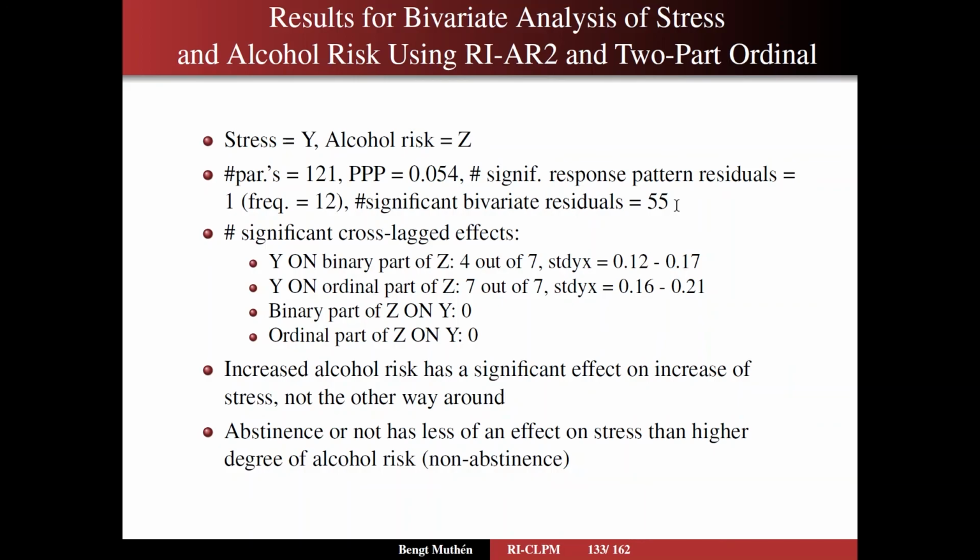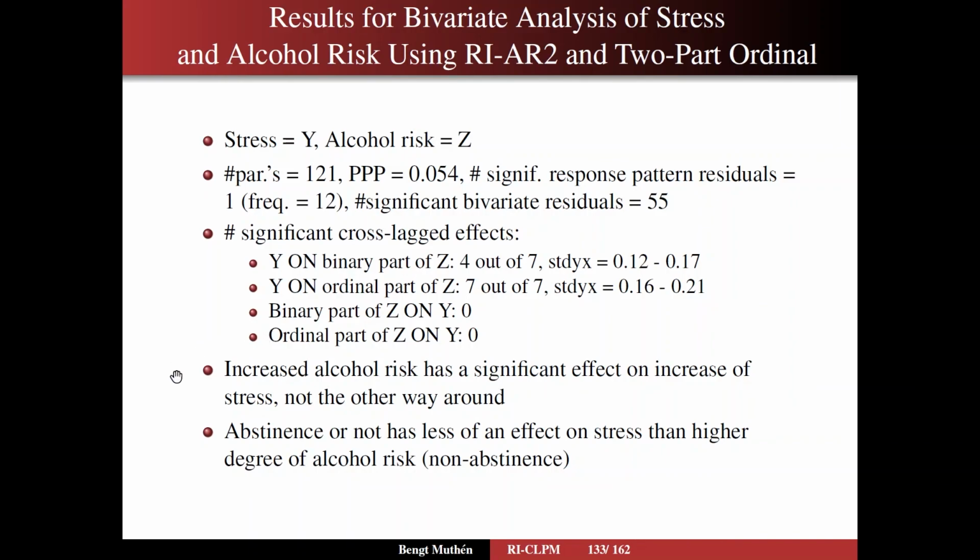So let's look at what we find. What are the cross-lagged effects like? Well, Y, the stress variable, regressed on the binary part of alcohol risk, Z. 4 out of 7 cross-lagged effects are significant with this standardized effect size. Y on the ordinal part, all 7 of the 7 possible are significant with a little bit higher standardized effect size. And no effect of Z on Y for either the binary or the ordinal part.